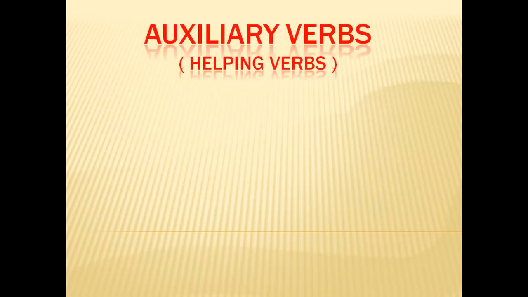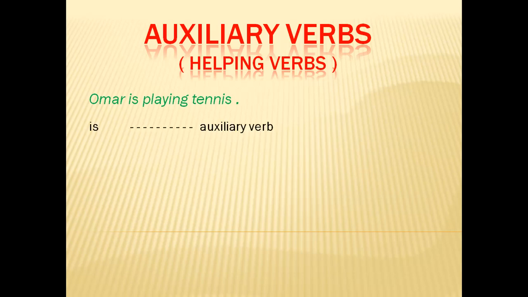Look at these examples. In each sentence, we sometimes have a main verb and an auxiliary verb. Mr. Alaa, can you show us some examples to understand? Yes. Look at this. Omar is playing tennis. This sentence has two verbs. Is is a verb and playing is a verb. So is is an auxiliary verb and playing is a main verb.